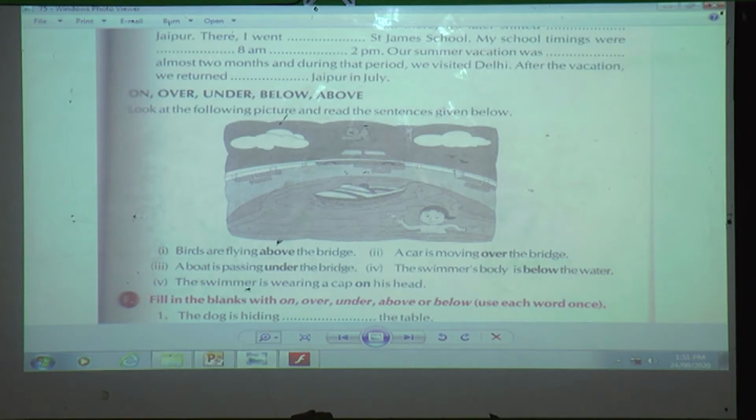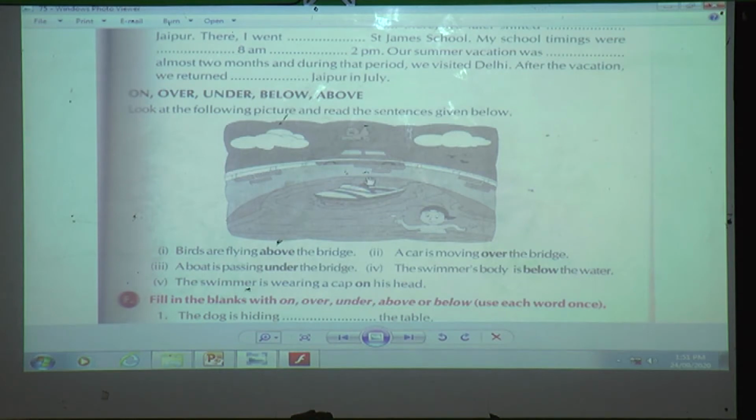Can you see here one picture is there? Okay, here what can you see? Birds are there, car is there, boat is there, one boy swimmer is there. Now we will read the sentences and then you will come to know how these prepositions have been used. Now here what you can see? Birds are flying. Yes or no? What is this? This is a bridge. So birds are flying above the bridge.